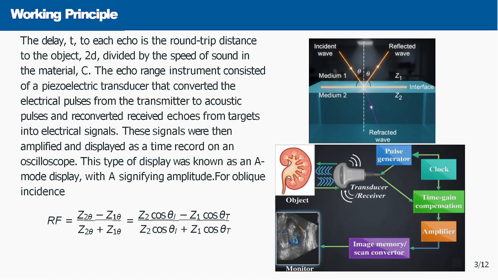Now, the other case is when the incident wave is an oblique incidence, meaning this incident wave is not normal, it has some angle. This is called theta I, the incident angle. Then it will travel in the second medium, and this angle is theta t, the transmitted angle, and this is your reflected wave. For the reflected wave, you know that the angle will be the same.